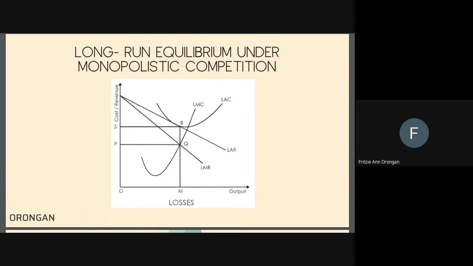The LMC and LMR are equal at point E. The output is determined as OM and the price is OP. In the diagram, average cost is equal to average revenue. So the firm is getting only normal profits in the long run. These normal profits are included in the cost of production. Next slide, please.